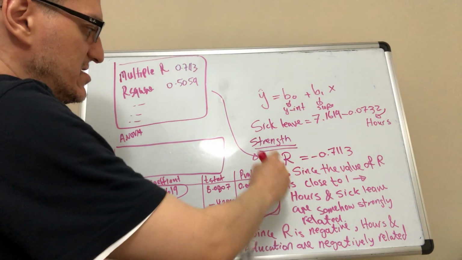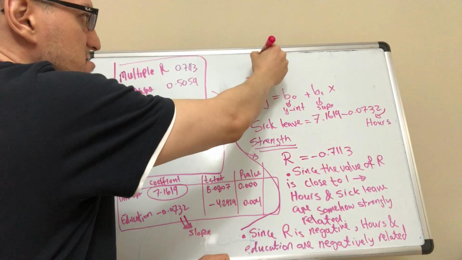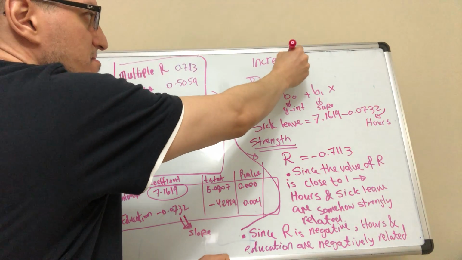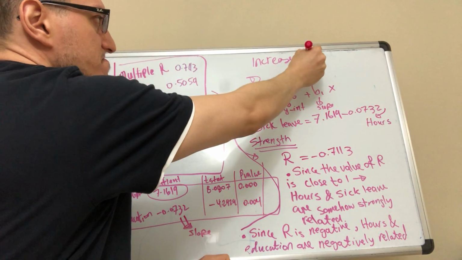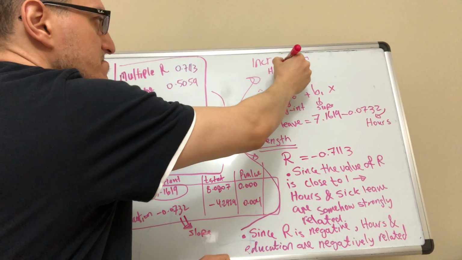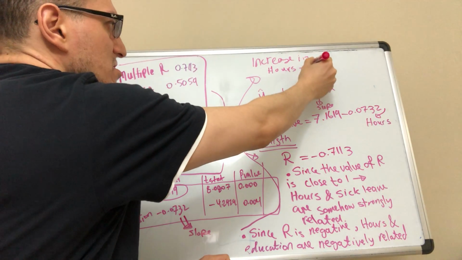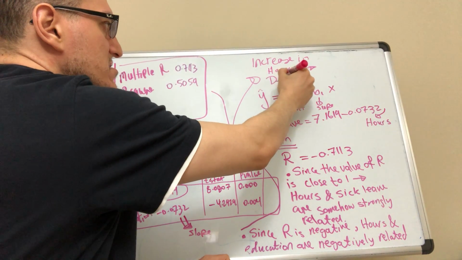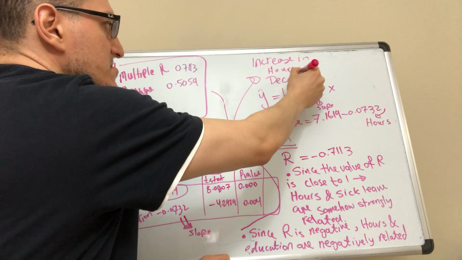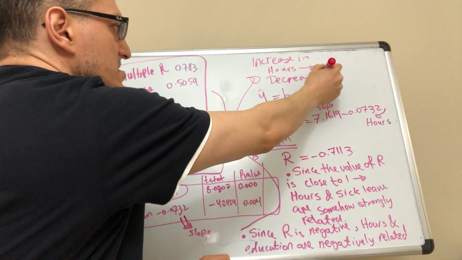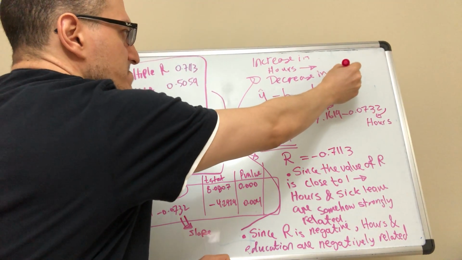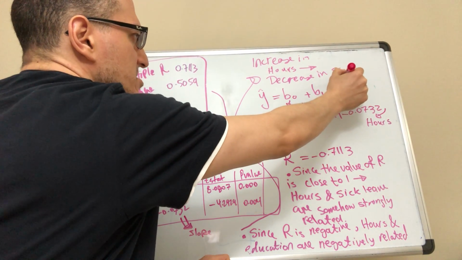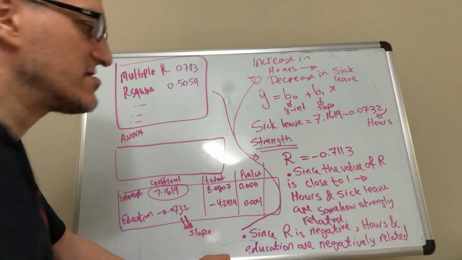Negatively related means increase in hours will lead to decrease in sick leave. And maybe here you can expand on this a little bit.